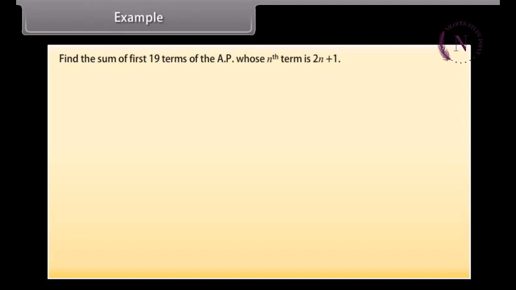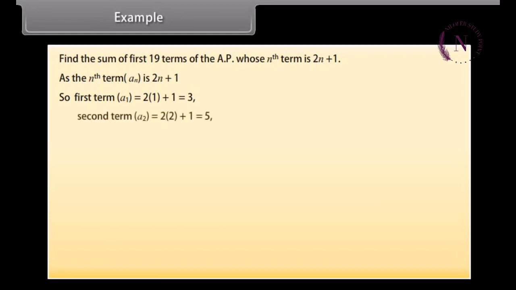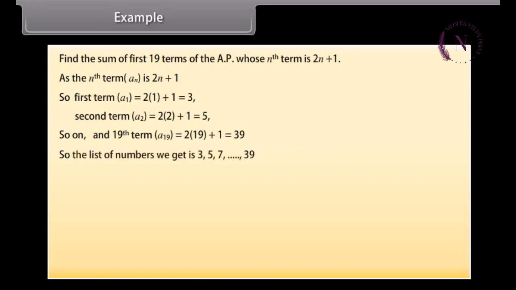Find the sum of the first 19 terms of the AP whose nth term is 2n plus 1. As the nth term an is 2n plus 1, the first term a1 is equal to 2 into 1 plus 1, which is equal to 3. Second term a2 is equal to 2 into 2 plus 1, which is 5, and so on, and the 19th term is equal to 2 into 19 plus 1, which is equal to 39. So the list of numbers we get is 3, 5, 7, and so on, up to 39.